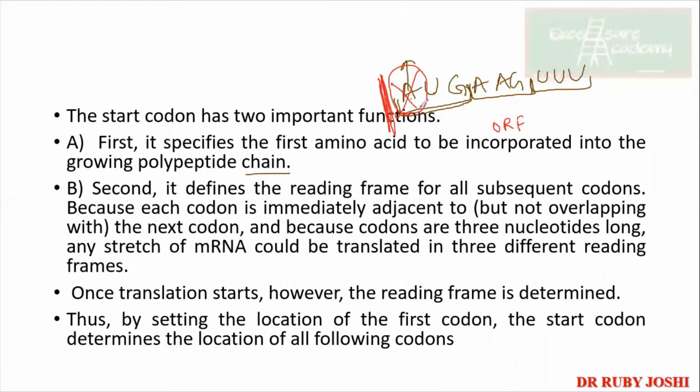What will happen now? The translation won't start because AUG is the one which starts the translation. Correct. And what will happen? Now, the mRNA will be read as starting from UGA. Okay, it will be taken like this, UGA, AGU, and so on. And what is UGA? Stop codon. It's a stop codon.